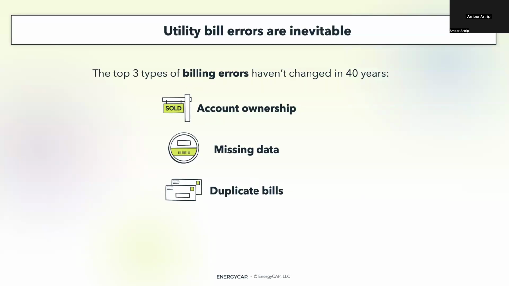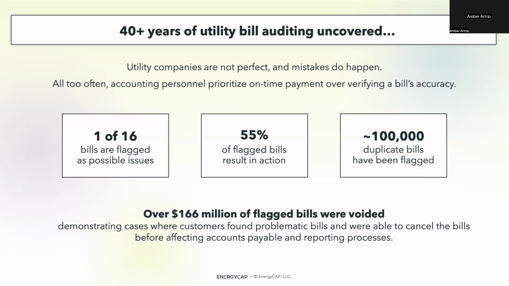And that can be anything from account ownership. So maybe you're paying a utility bill that really shouldn't be owned by your account. And maybe something didn't get transferred over correctly in the past, and you've been paying a bill for a neighbor for the last 20 years. Who knows? Missing bill data is a big one that we help customers identify, and duplicate bills. You'd be surprised how many duplicate bills we help customers find. We'll show you a little bit more here.